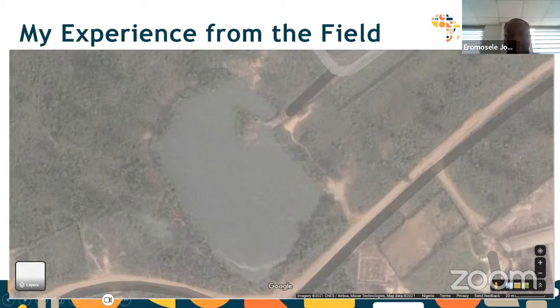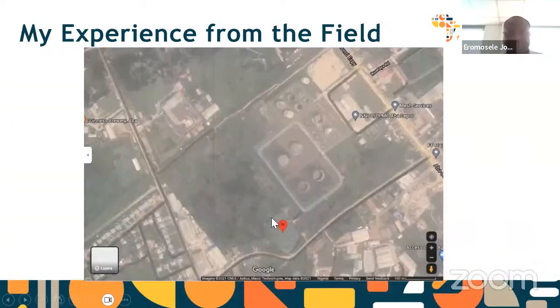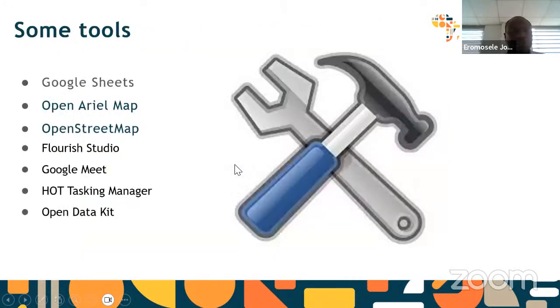Because of time, this is the pit, and you can see the facility and a few other community residential buildings around. These are some of the tools that we used in the project. We have Google Sheet, we have Open Aerial Map, we used OpenStreetMap, we used Flourish Studio, Google Meets, HOT Tasking Manager, and we also used Open Data Kit.